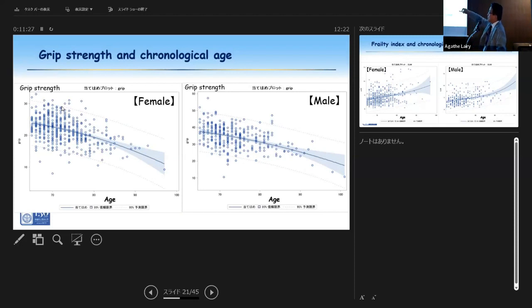However, this level is very, very high, because 18 is diagnosed as frail, diagnosed as sarcopenia. So more than 90% of this group has a higher grip strength in females and also males.